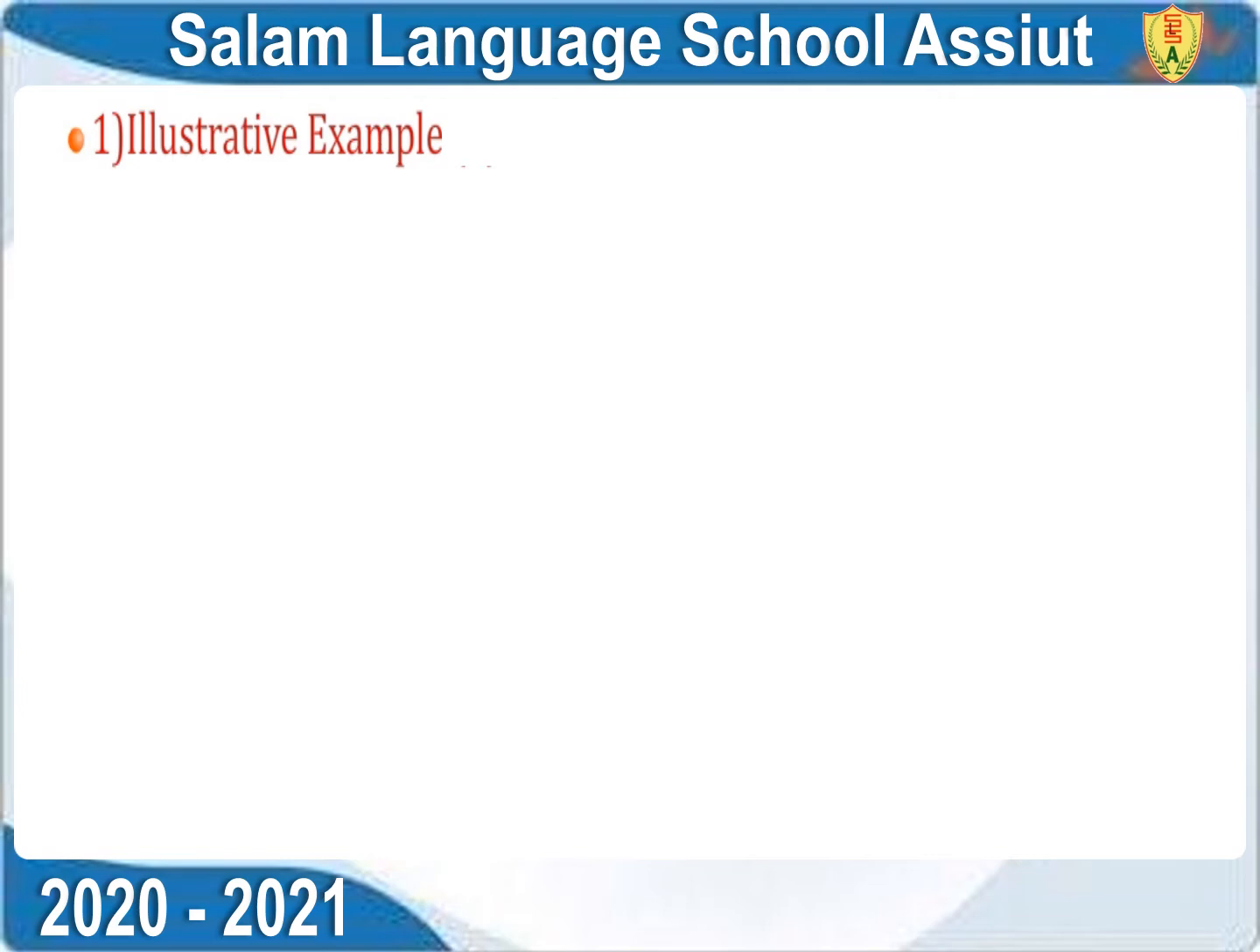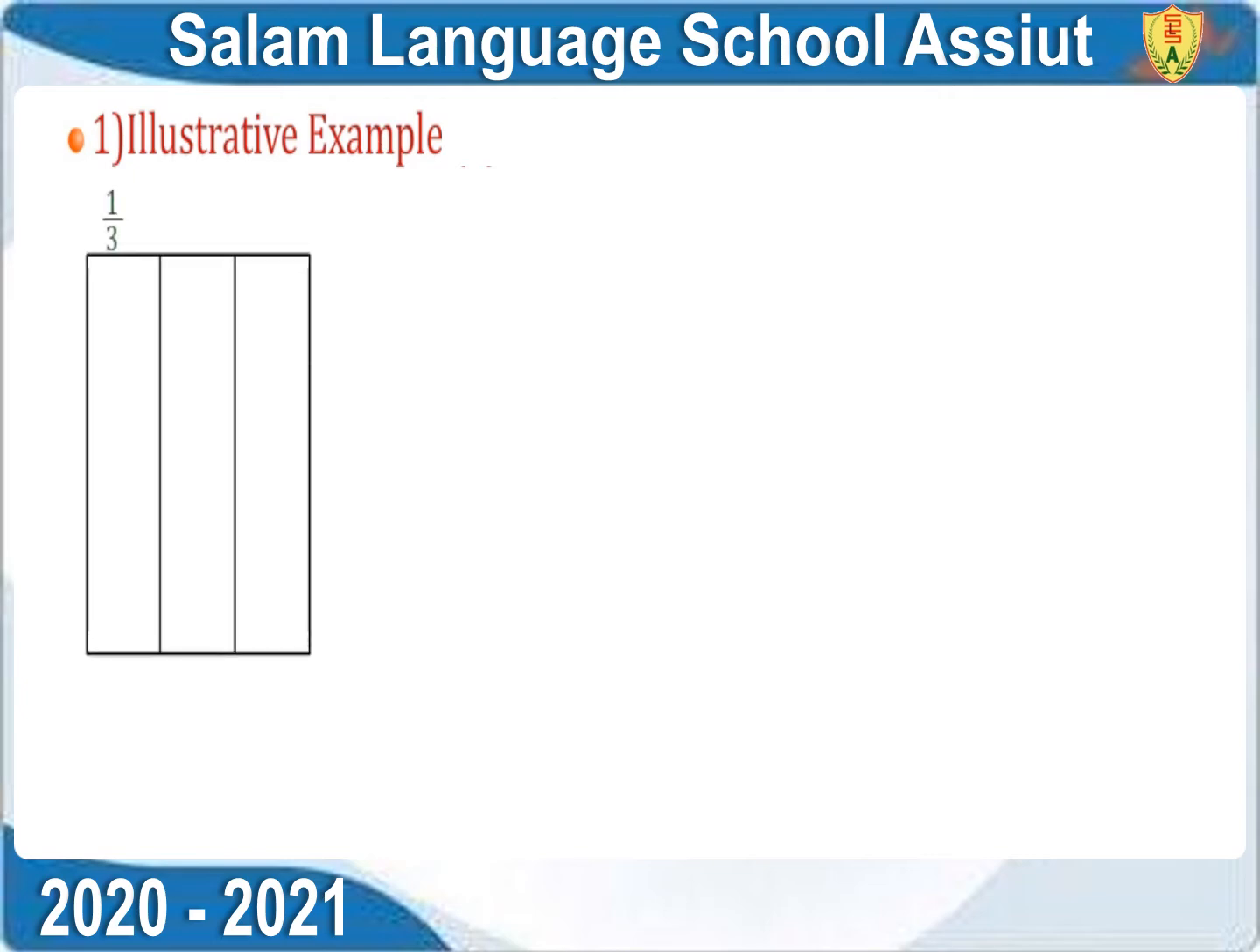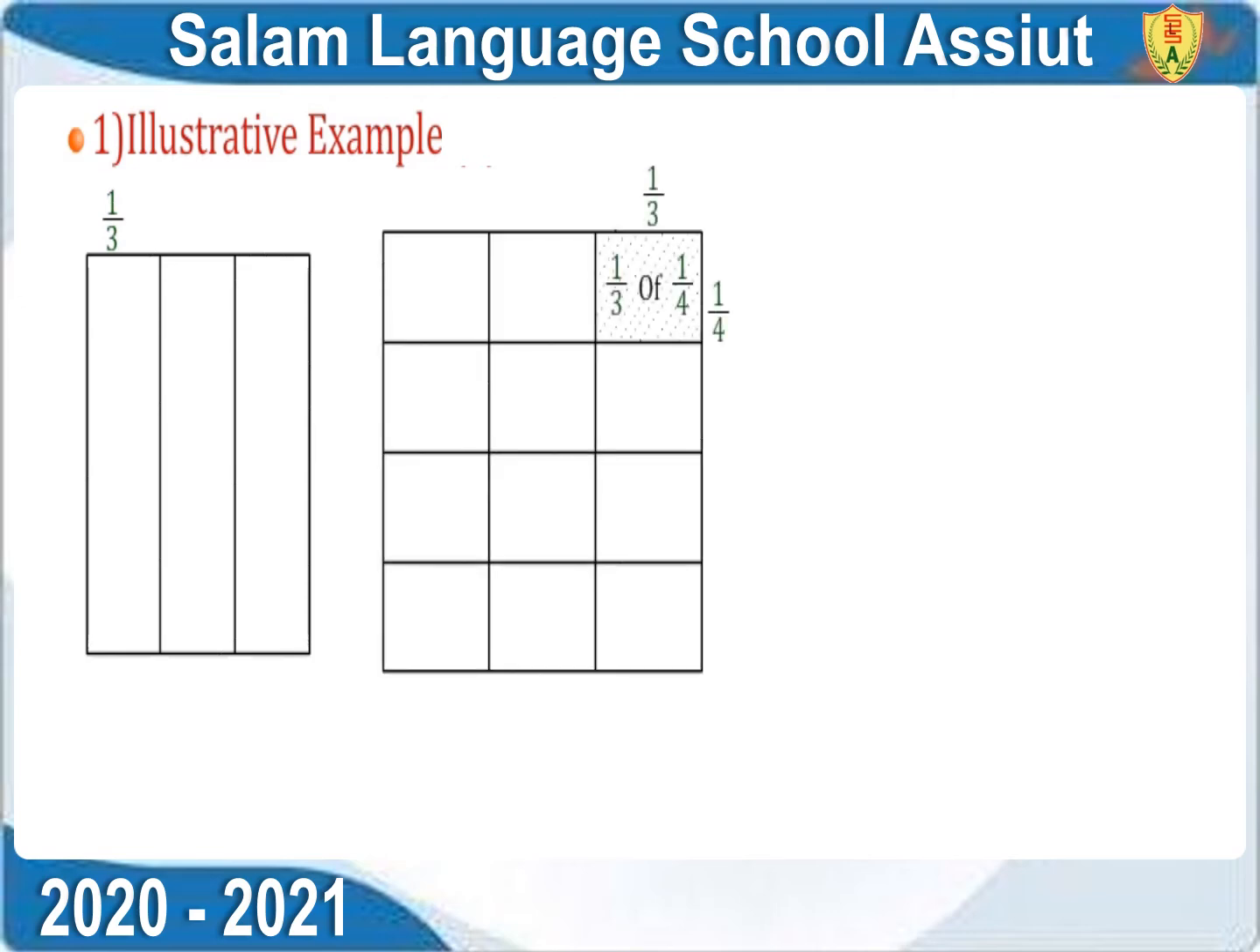Number 1. Illustrative example 1. 1/3 of a quarter. This means that 1/3 times a quarter equals 1/12.